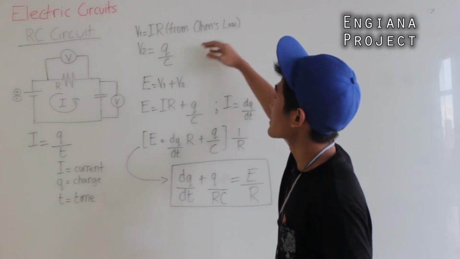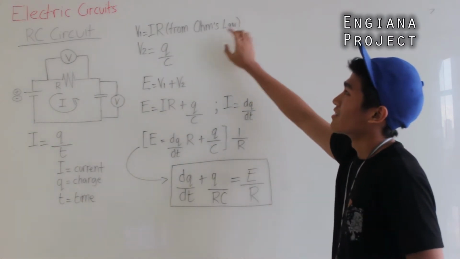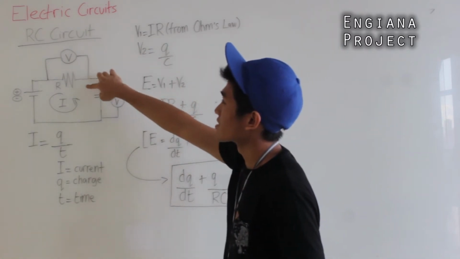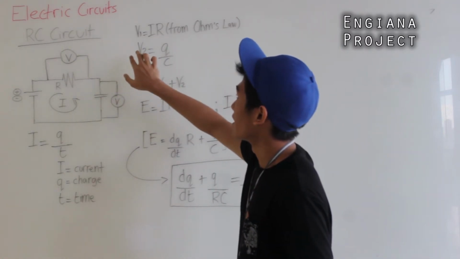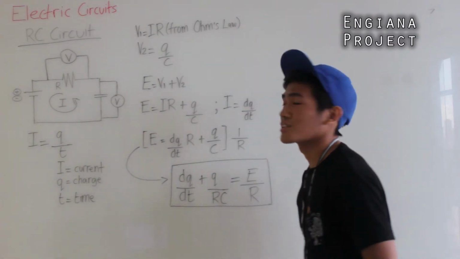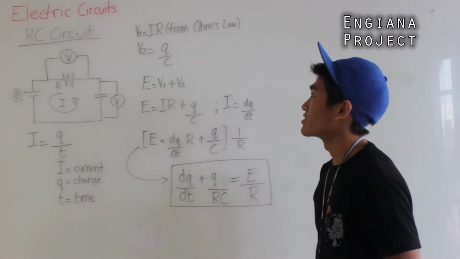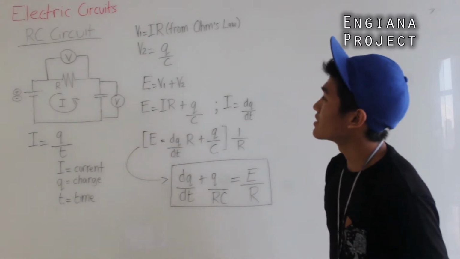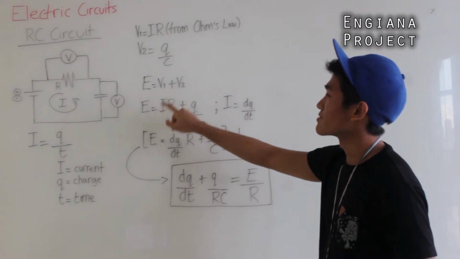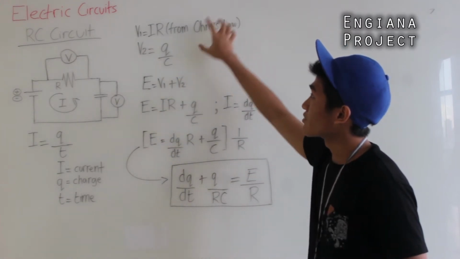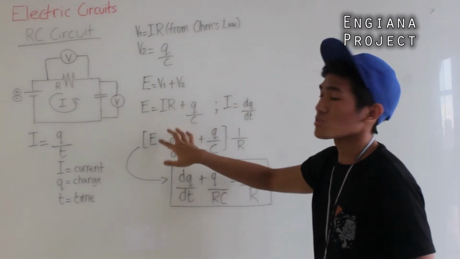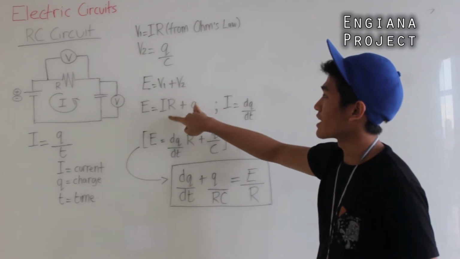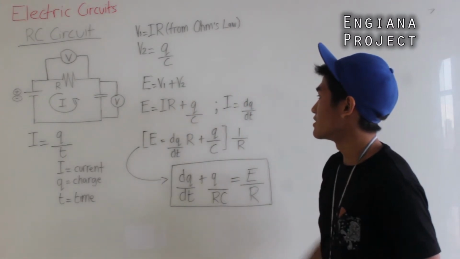And then from physics class, from Ohm's law, we have the formula V equals IR, V1 for this one, since this is V1. Then another formula, V2 equals Q over C, where C is the capacitance. Then E is the total voltage, so we have V1 plus V2. Since we have the formulas for V1 and V2, we just substitute them into the total voltage. So E equals IR plus Q over C.